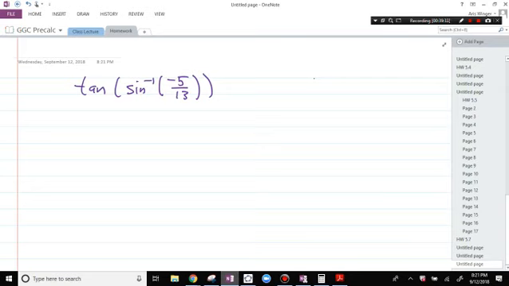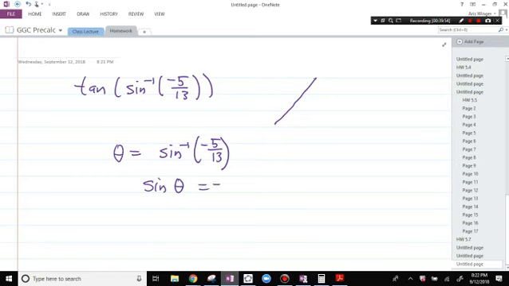So now we're trying to figure out the sine of this thing. So the angle is inverse sine of minus 5 over 13, right? Okay. So the sine of the angle is negative 5 over 13. Is that okay? What do we know about this angle, by the way? What quadrant is this angle in? It's in the fourth quadrant. We'll keep that in mind. Theta is in the fourth quadrant.